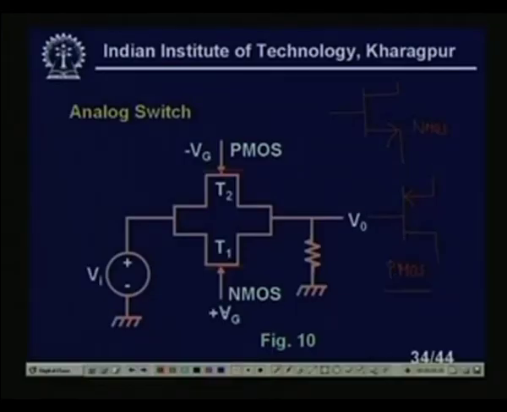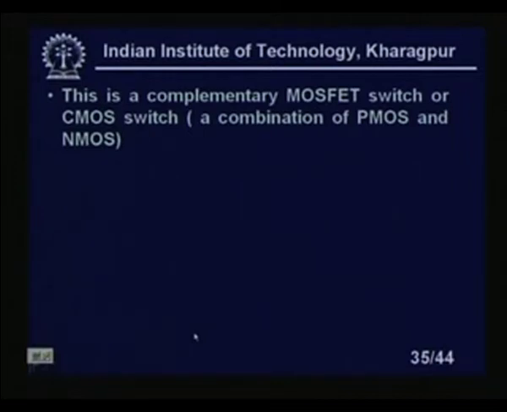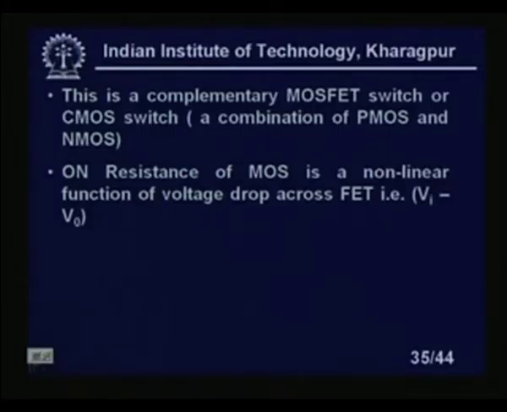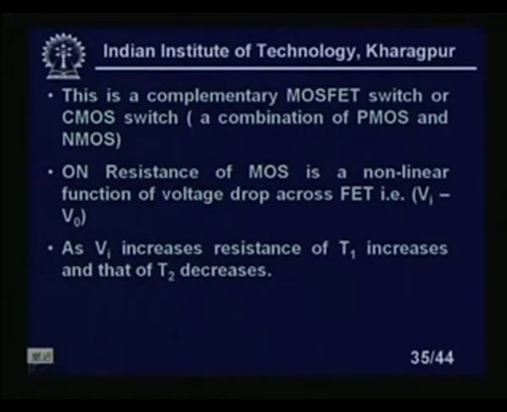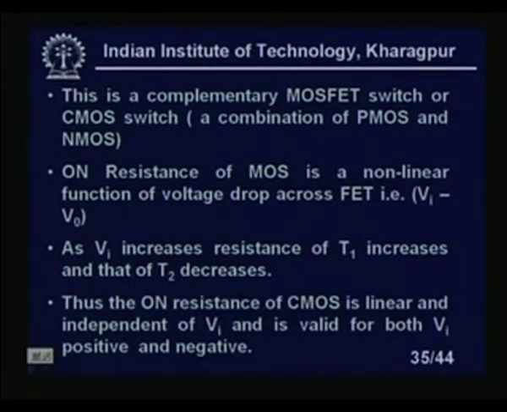Now why should I use 2 MOS in parallel? Because if I give plus Vg here, I have to give minus Vg here to turn on these 2 transistors. There are some advantages. This is a complementary MOSFET switch, or CMOS switch, a combination of PMOS and NMOS in parallel. Now the on resistance of a MOS is a nonlinear function of the voltage drop across the FET, that means Vi minus V0. This can be linearized: in one case the resistance increases with the voltage, in the other it decreases. If I use 2 MOS in parallel, this will be nullified and the turn-on resistance relation will be perfectly linear, it should remain constant. So as Vi increases, the resistance of T1 increases and that of T2 decreases. Thus the on resistance of the CMOS is linear and independent of Vi, and is valid for both positive and negative Vi.